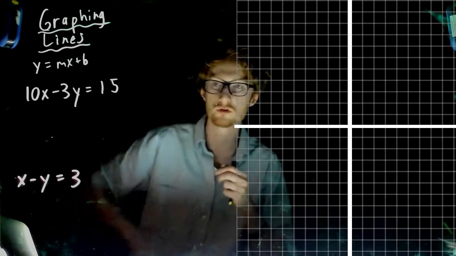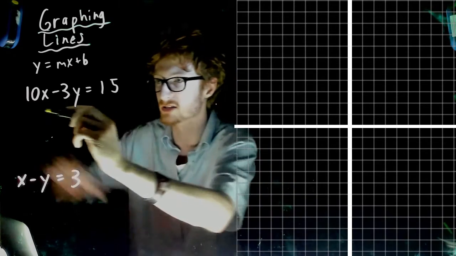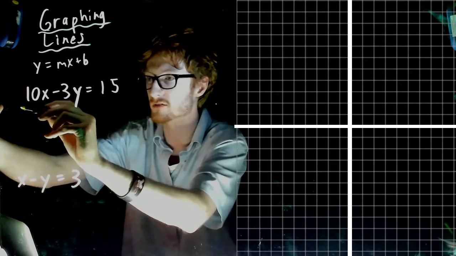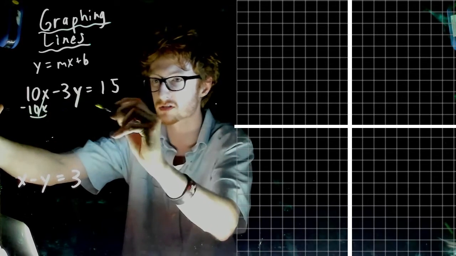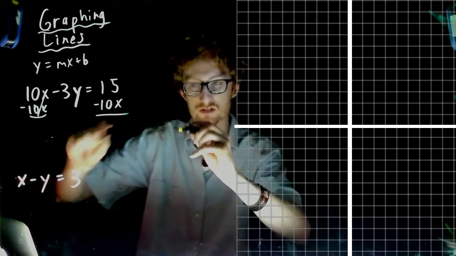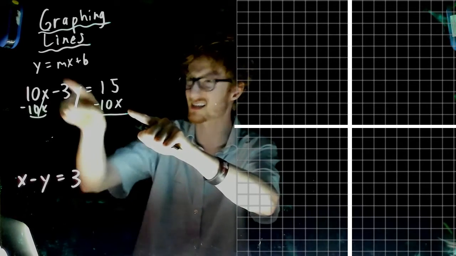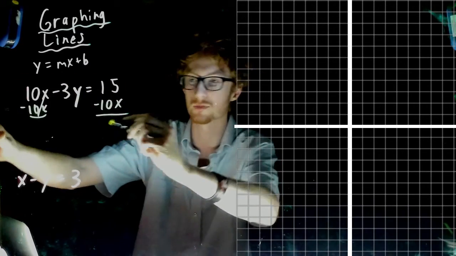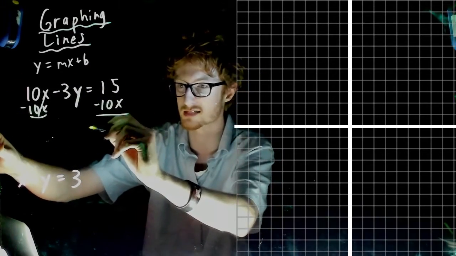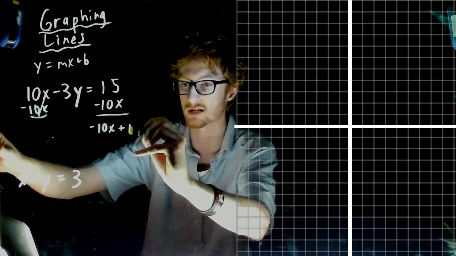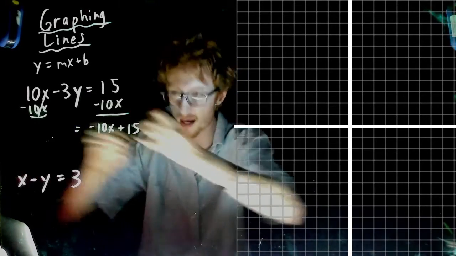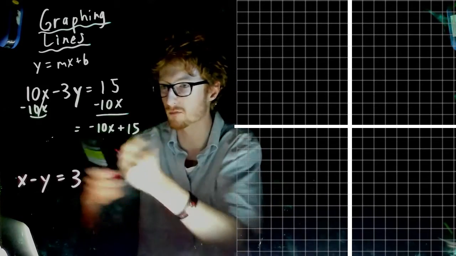So remember how we convert these. All we do is we get the y by itself. So we're trying to get this letter by itself. So let's do that by taking away the 10x first. And again, like I always say, I like to write this a special way. You can say 15 minus 10x, but then it's not in that same order that slope-intercept form is. So what I like to do is write it as negative 10x plus 15, because that's a positive 15. And now this is equal to that negative 3y.